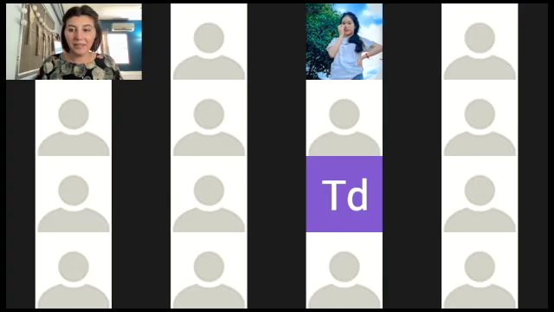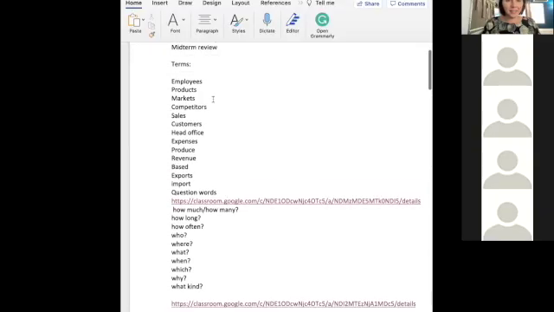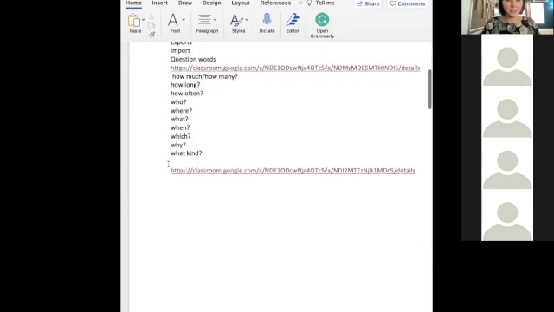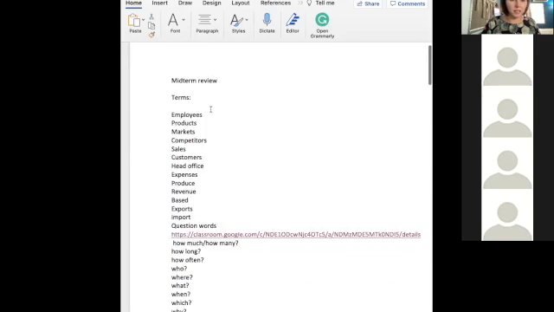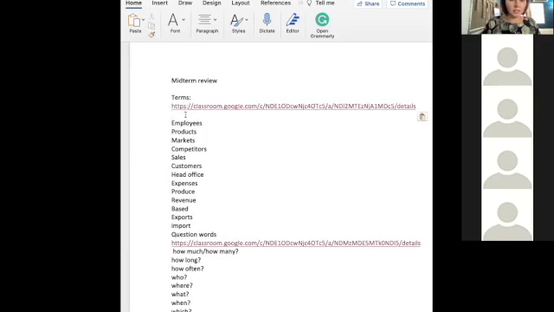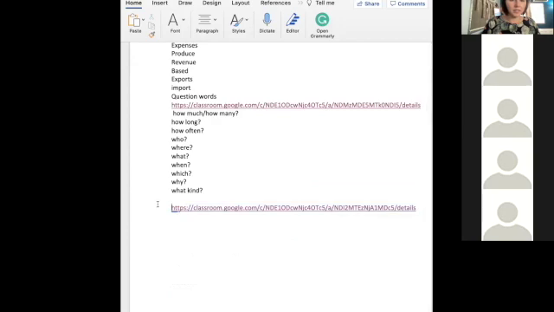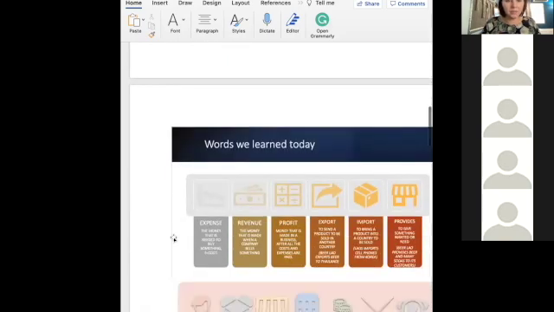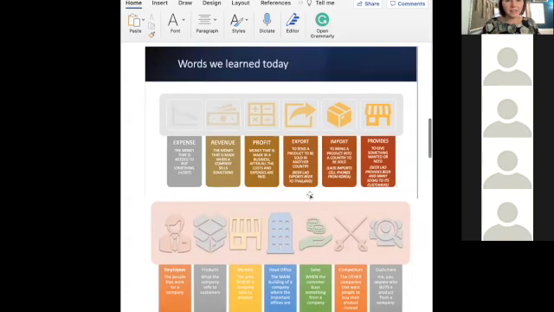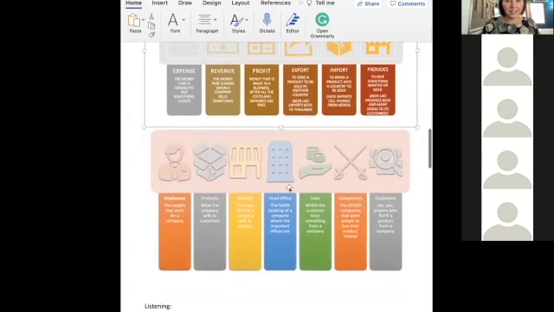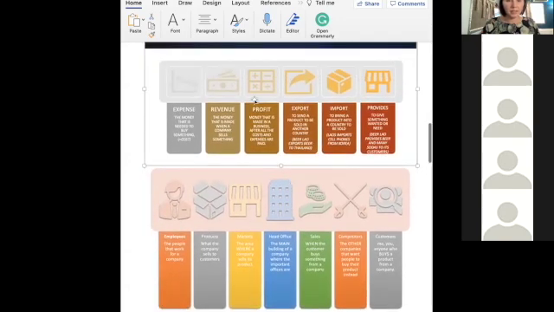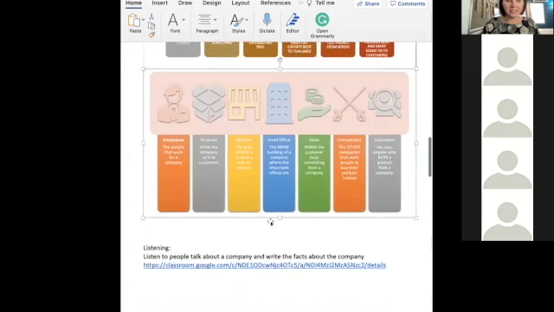So let's continue to look at this document. We have a lot of terms, question words. And this link is to help you with the first group of terms. I've done 2 extra things for you for these terms. I added the slides from my PowerPoint from when we learned in class.